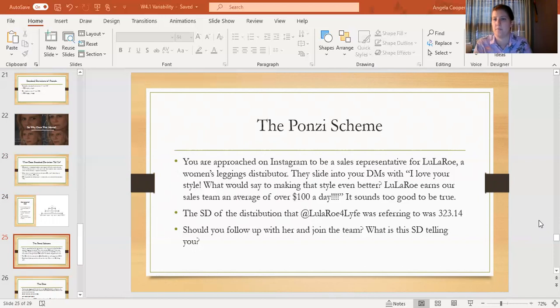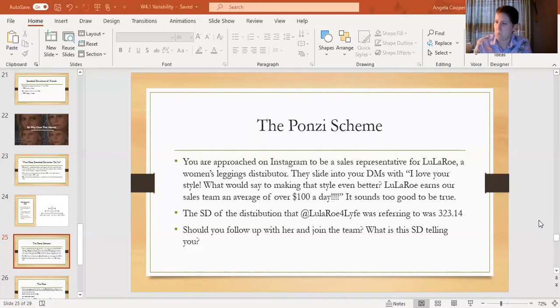I don't know what their deals are. But anyway, they're saying you can make over $100 a day, since our sales team, on average, that's what they earn. That could be you. And so you're thinking, ooh, I want to make over $100 a day. That sounds nice. That'd be a nice little side hustle for me. However, one thing this person is not telling you is that the standard deviation of this distribution, this average, was 323.14.